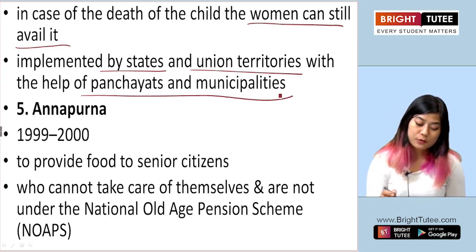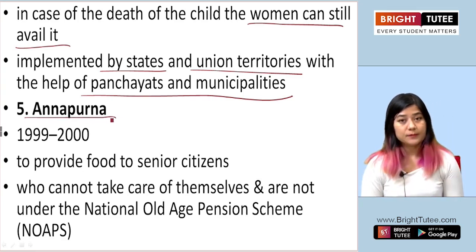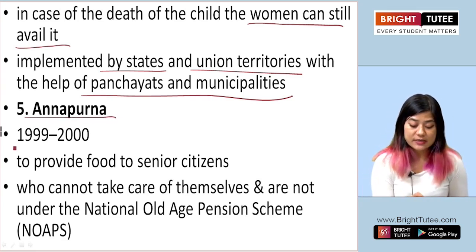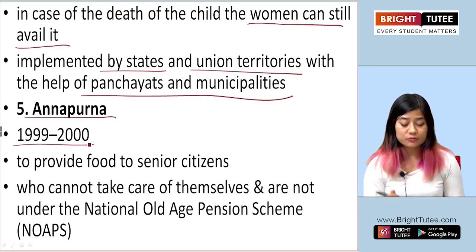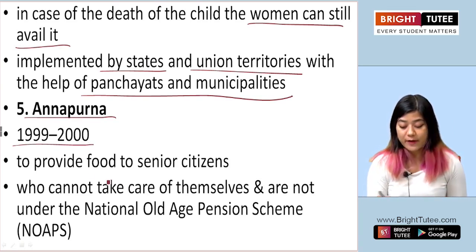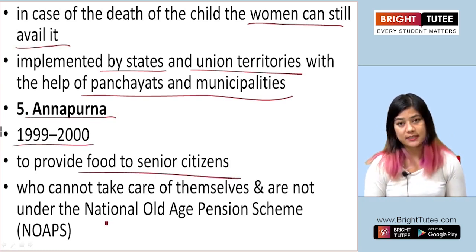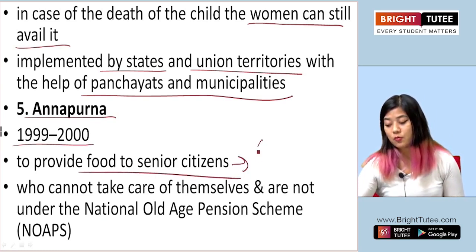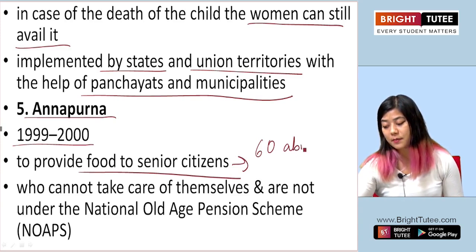The fifth program is called Annapurna. Now, this was started in the years 1999 and 2000. This scheme was started to provide food to senior citizens, the people who are 60 and above.